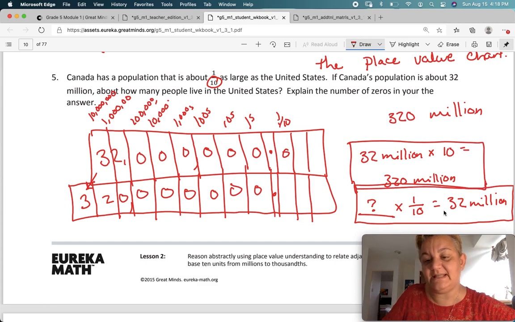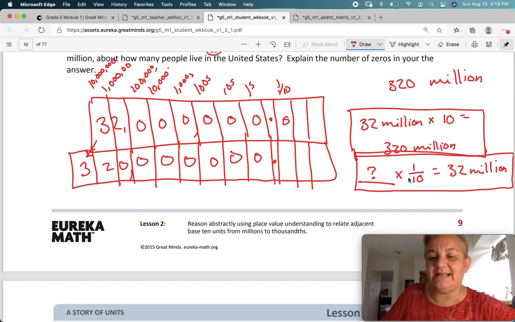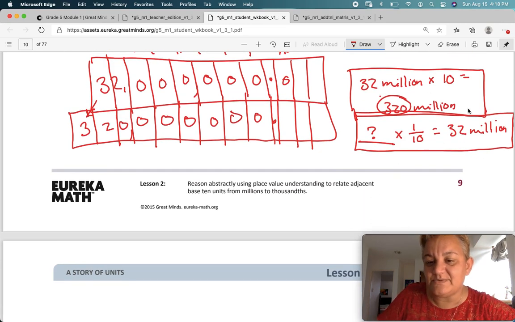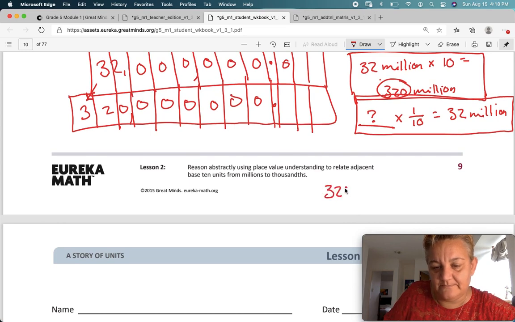But if you understand this, awesome. So the question was, we don't know what the answer is, times 1/10 equals 32 million. Well, the answer was 320 million. So, and if we want to take those words off, we can actually break this apart for you a little bit. 320 times 1/10 equals 32, okay?